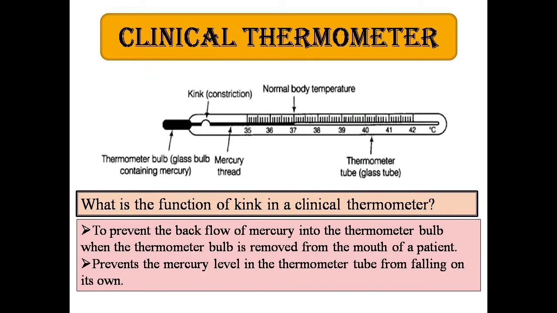Now, what is the function of kink in a clinical thermometer? As you can see in this picture that kink is present. Kink is a kind of bend present in the capillary tube. Now this kink is present to prevent the backflow of mercury into the thermometer bulb when the thermometer is removed from mouth of a patient. It prevents the mercury level in the thermometer tube from falling on its own, so that it remains constant after taking out from the mouth of patient.